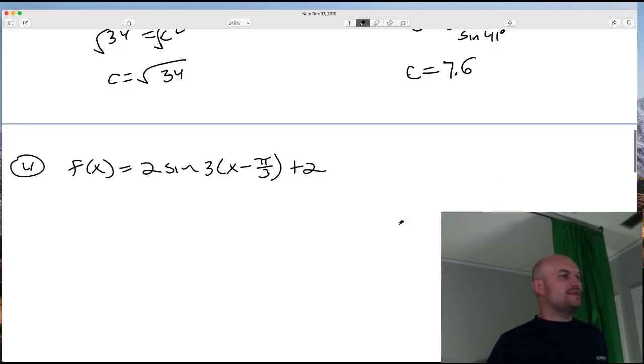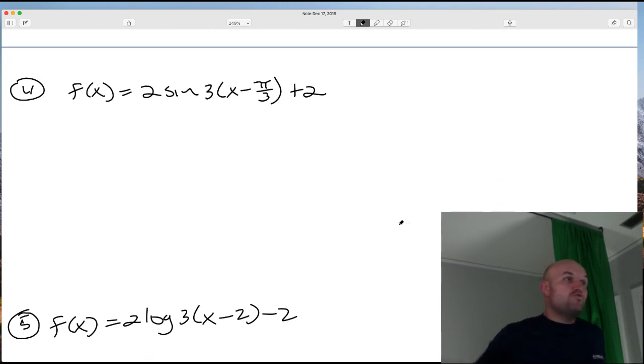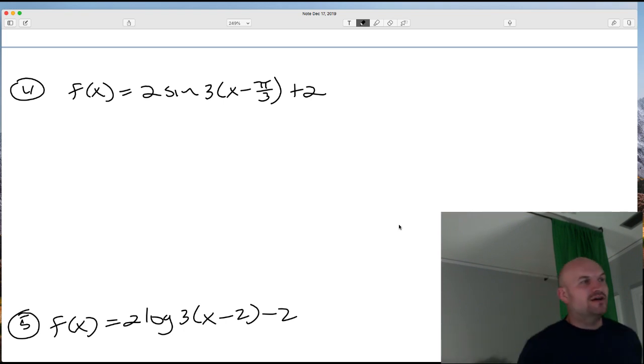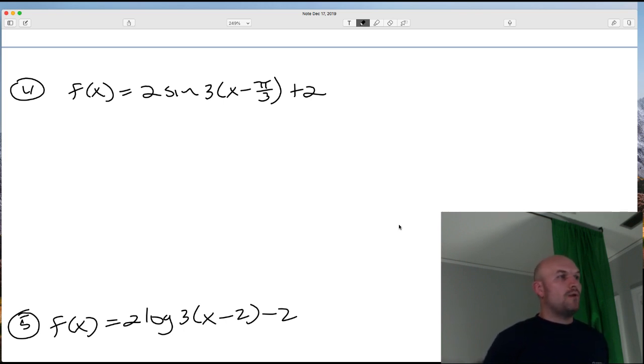All right, the next one is a graphing problem. Ooh, a lot of stuff going on here. How do you graph y equals sine of 3 times x minus pi over 3, plus 2? There are so many things going on here. Wow. As far as the teaching goes, I think there are a couple of things we need to make sure we know how to do.